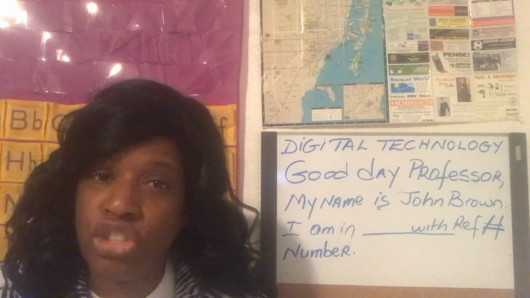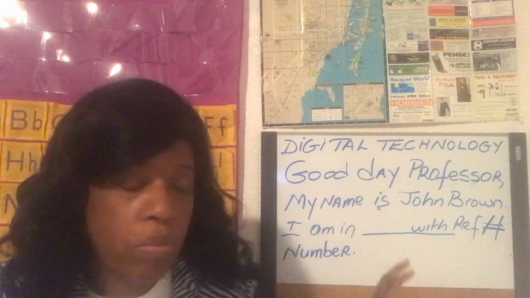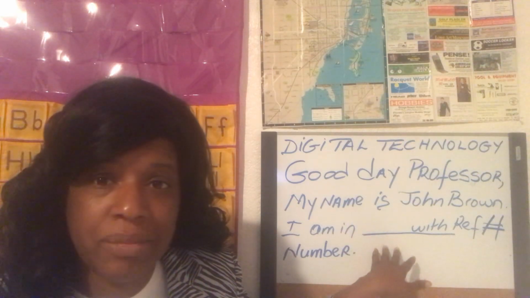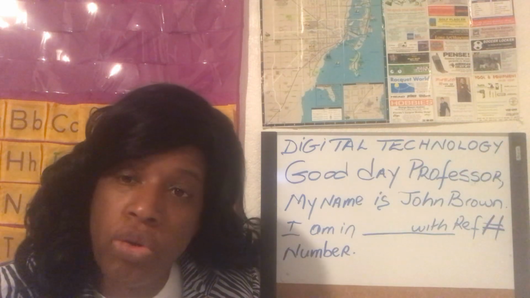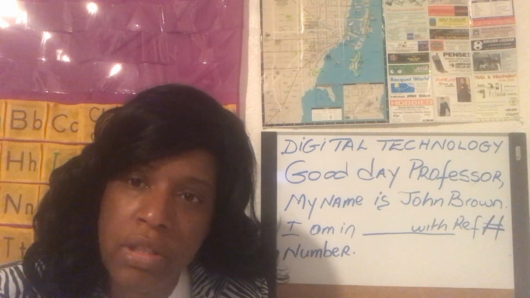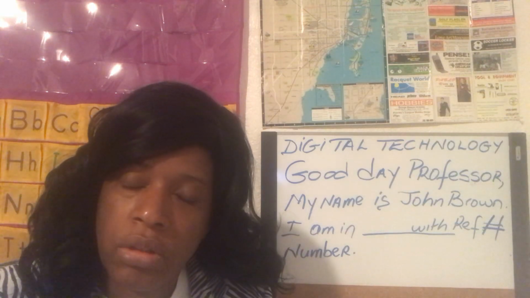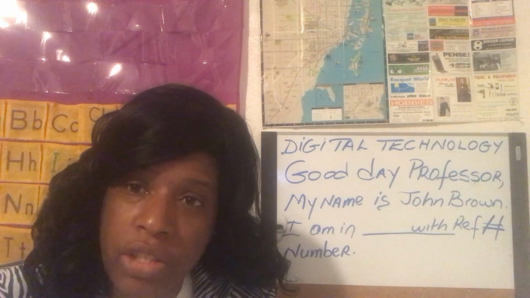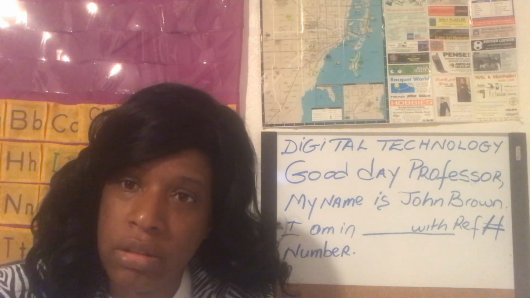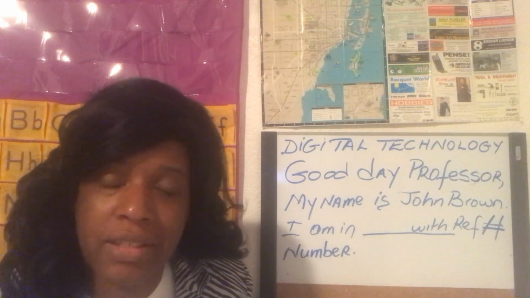So my name is John Brown. I am in. You put the name of your class. Every class has a name. It's on your syllabus. It's on your registration paper that you have for classes, your registration schedule. Look at it. Please look at it. Get your name of your class.